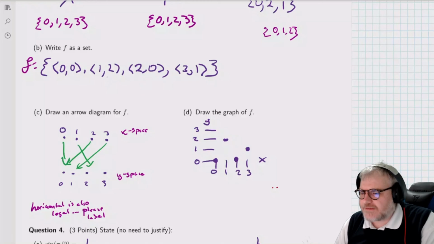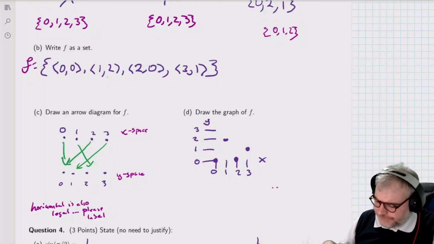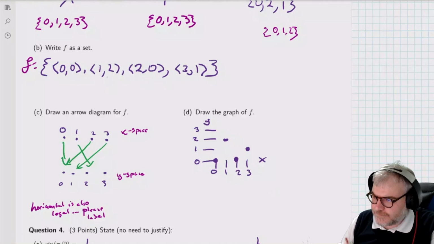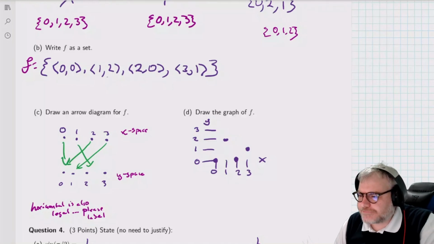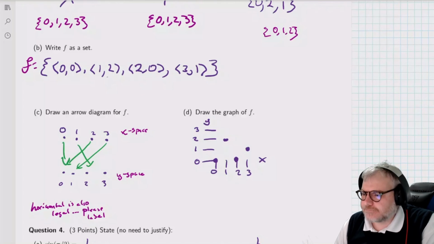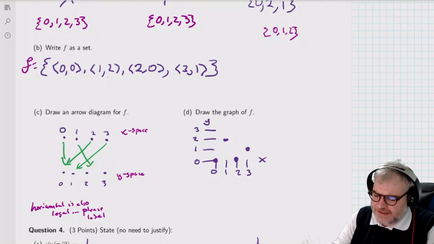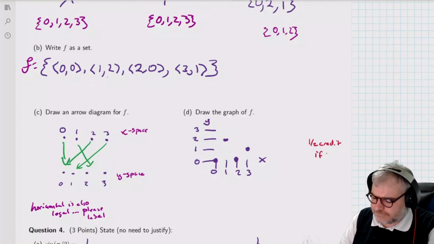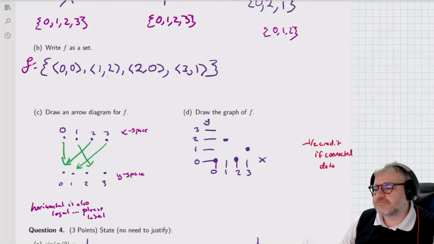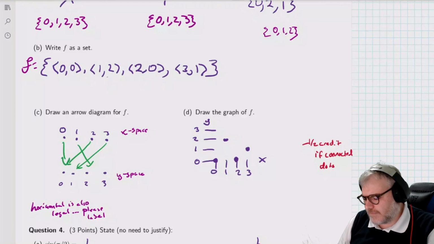What if you connected the dots? Why can't you connect the dots? What is f of 1/2? Right, it's not defined. F of 1/2 is not defined. I can't connect the dots because 1/2 is not defined. Okay? I don't know what it is. It's not defined.